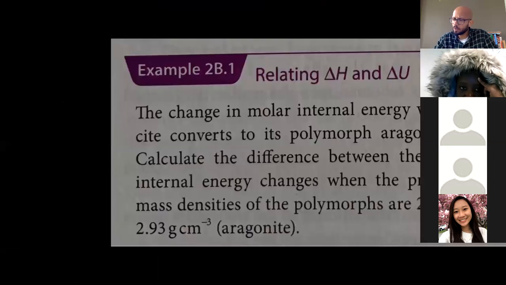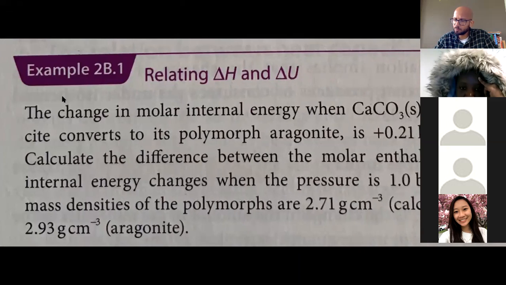And here we looked at a practice problem. The nice thing about this practice problem was that if you have a system where some gas is changing into gas, or liquid is changing into liquid, or liquid is changing into liquid plus solid, delta H is almost the same as delta U.